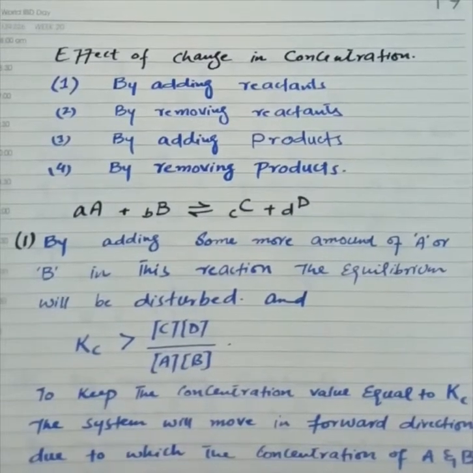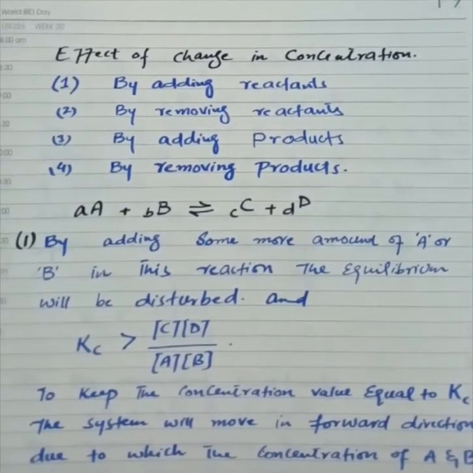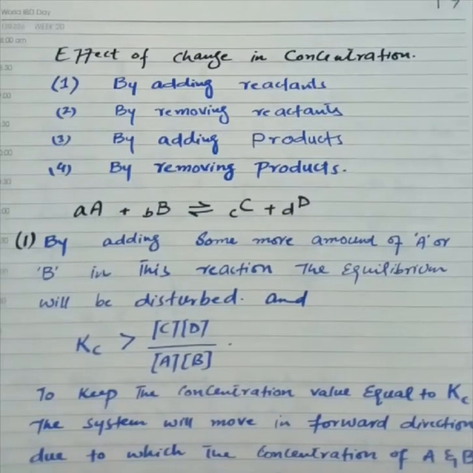Now the first one is the effect of change in concentration. The change in concentration can be brought about in the reactants or in the products. If we add reactants, remove reactants, add products or remove products, all these will disturb the equilibrium state, and the equilibrium will move in such a direction as to minimize the changes brought about by changing the concentration of any of the reactants or the products.